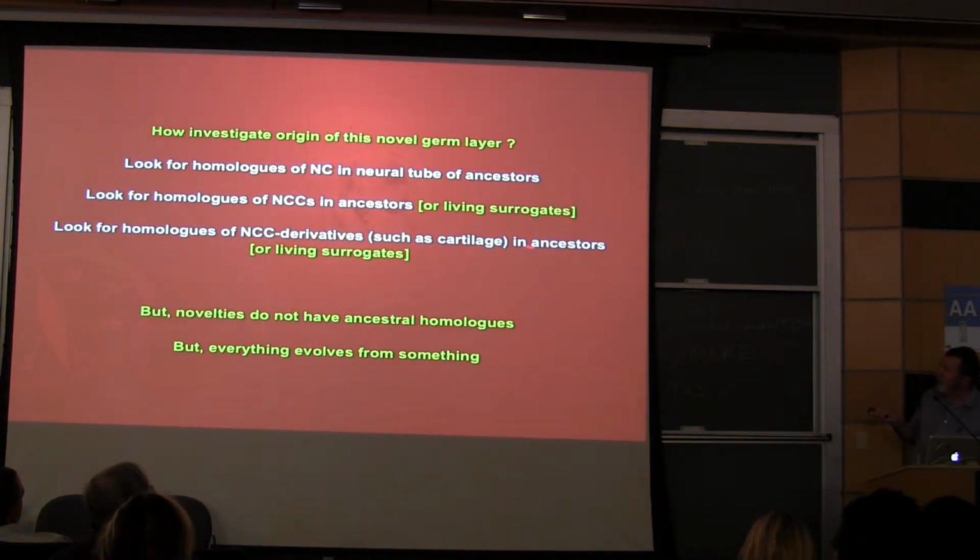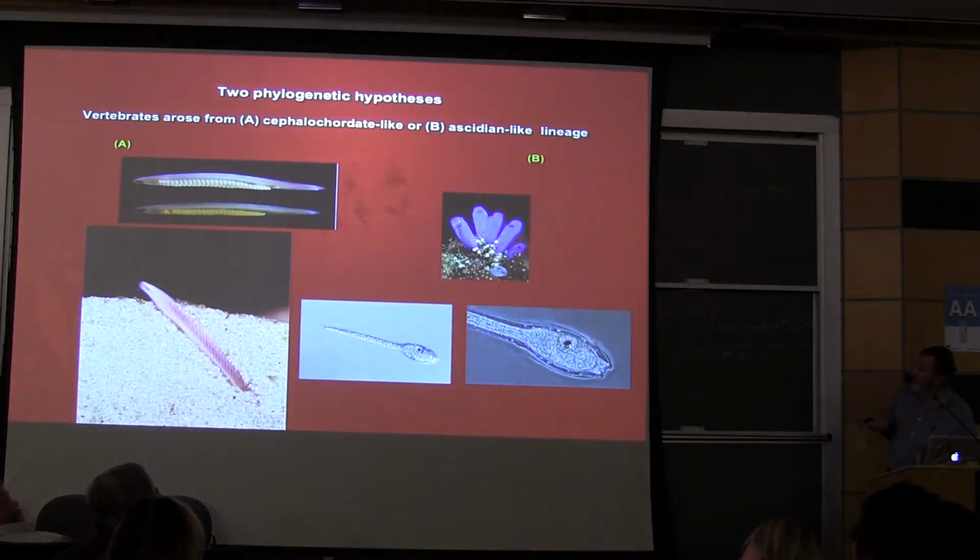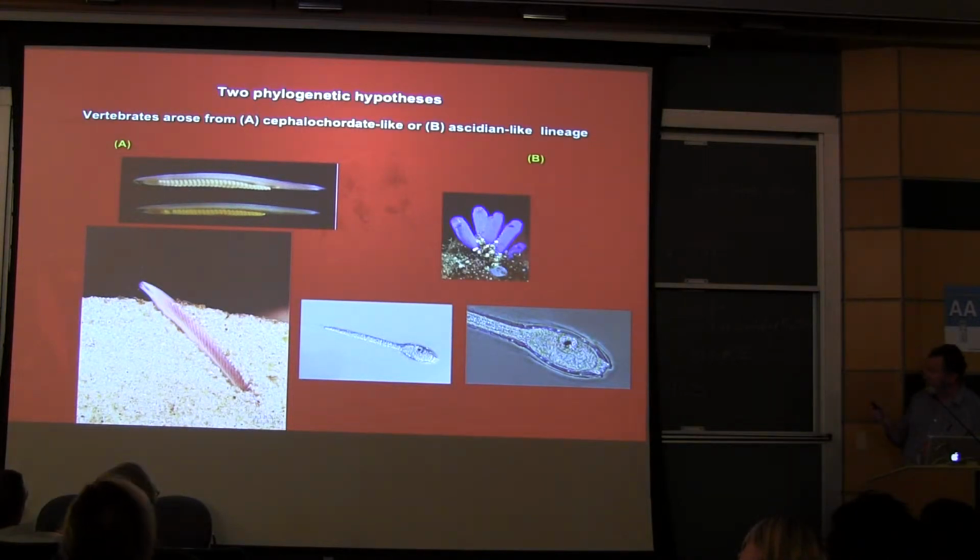Or, because we can't get at the ancestor developmentally, what we look at is living surrogates of what we think the ancestor might have been like. But of course the problem, as we've discussed, is that novelties are not supposed to have ancestral homologs, but everything has to evolve from something. So what do we go looking for when we try to find the evolutionary basis of the neural crest as a germ plate? Well, the approach that's been taken takes into account two phylogenetic scenarios for where vertebrates came from. The vertebrates either arose from an Amphioxus-like animal, or vertebrates arose from an Ascidian-like animal.